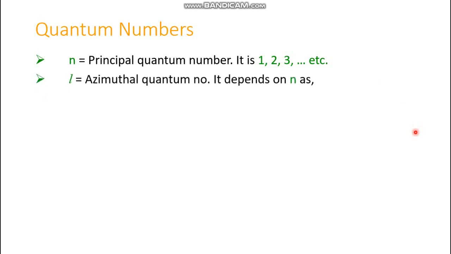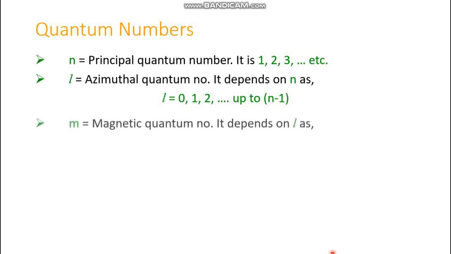Next comes the azimuthal quantum number, designated as small letter l, and it depends upon n as l equals 0 to n minus 1. Suppose n equals 1, then it will have only one value, 0. If n equals 2, then it will have two values, 0 and 1. So if n equals 5, suppose, then it will have five values: 0, 1, 2, 3 and 4. This way we have to write the azimuthal quantum numbers.